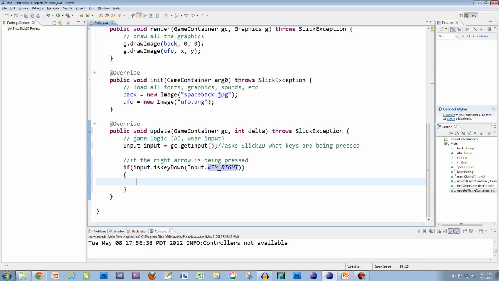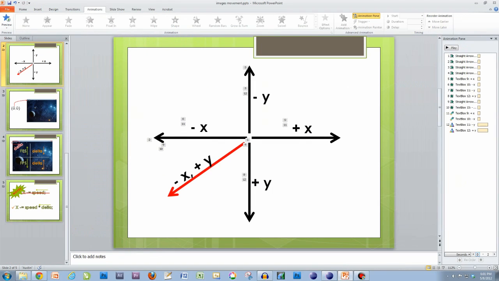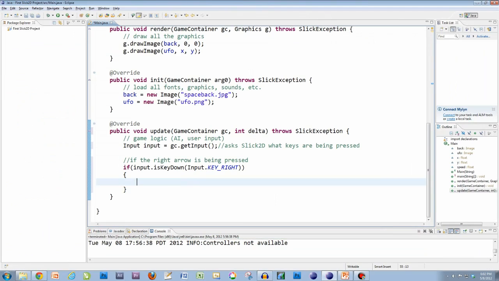What should happen if they hit the right key? Okay. Well, remember that in my little animation here, right is the positive x direction. So I want to add to the x. So x plus equals, that's how I add to x, speed. And like we said before, this is incorrect. You don't want to say plus equals speed because the last thing you want to do is multiply by delta. That way it keeps it at the same speed for every computer.